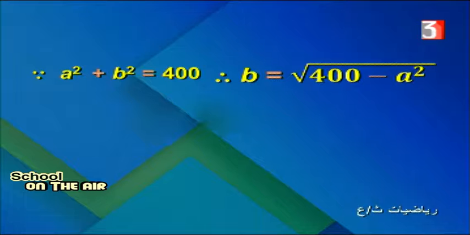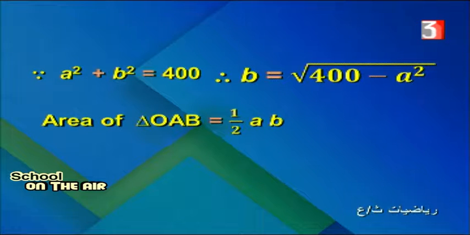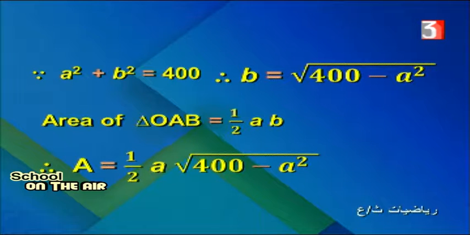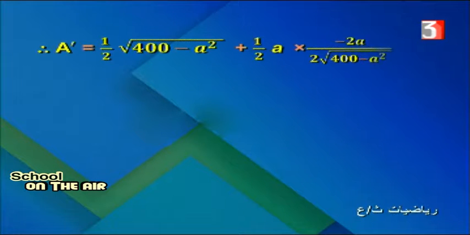And we know that the area of triangle OAB equals half a times b. Then area A equals half a multiplied by the value of b, which equals square root of 400 minus a power 2. Then A equals half a times square root of 400 minus a power 2.